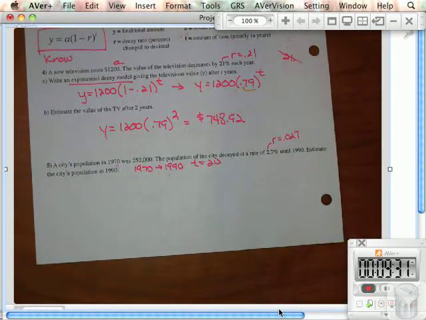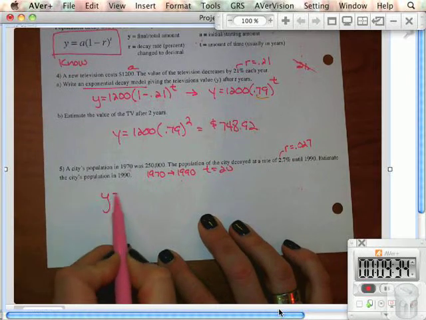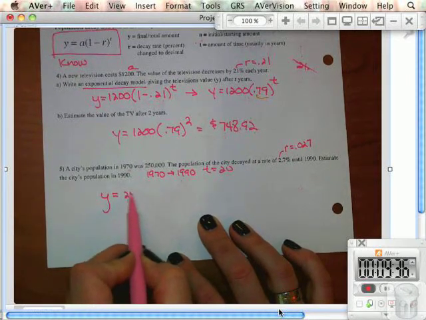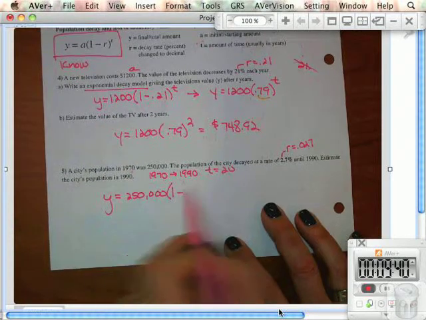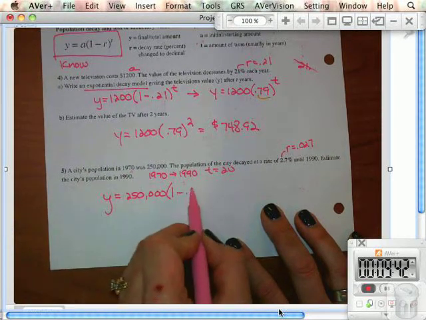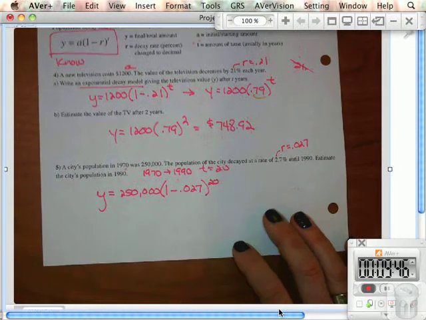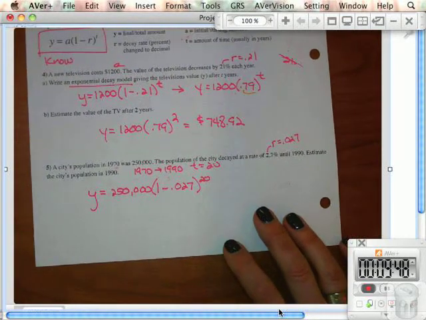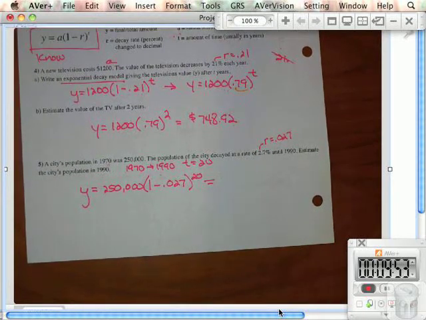Okay. So now we're just going to use the equation here. Y equals, my starting amount was 250,000, and I did 1 minus the decay rate to the 20. Try and get that number on your calculator. See if you get the same number I do. Make sure everybody's using their calculators right.